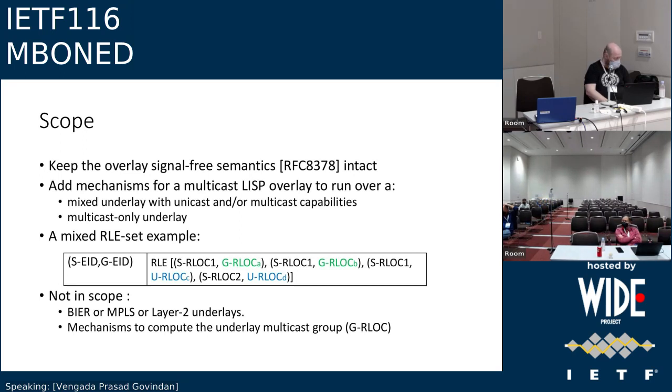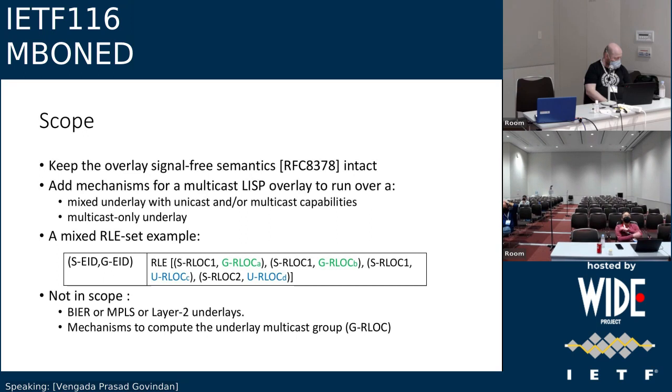And of course, the objective of the draft is to construct a replication list entry. Thanks to Dino for putting this in a mathematical way, where the idea is, given a SEID and a G, you construct a replication list, which is a set of tuples, where each tuple is either an SRLOC, G, or an SRLOC, RLOC. The difference between the green and the blue is that the green represents the space where the RLOCs are capable of receiving multicast traffic, and therefore they use the multicast group in the underlay, whereas the blue ones represent the set of sites which are not capable of receiving multicast traffic in the underlay, and therefore they would still continue to receive traffic in the unicast underlay.